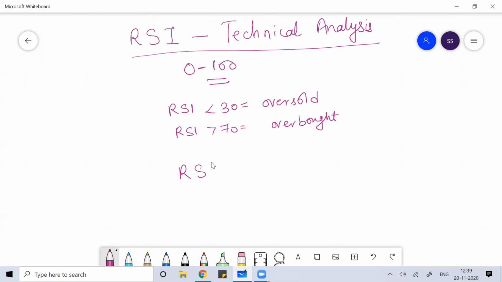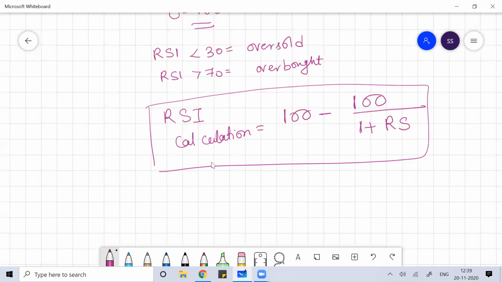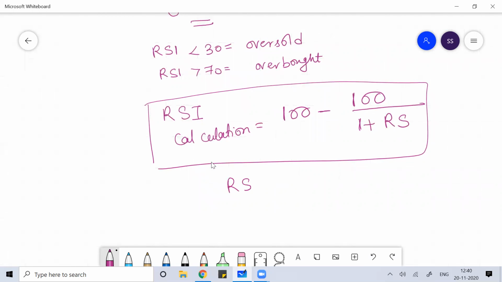So the RSI calculation follows the formula: 100 minus 100 divided by 1 plus RS. RS means relative strength. This is the formula we follow. The formula for RS, relative strength, is average gain divided by average loss.